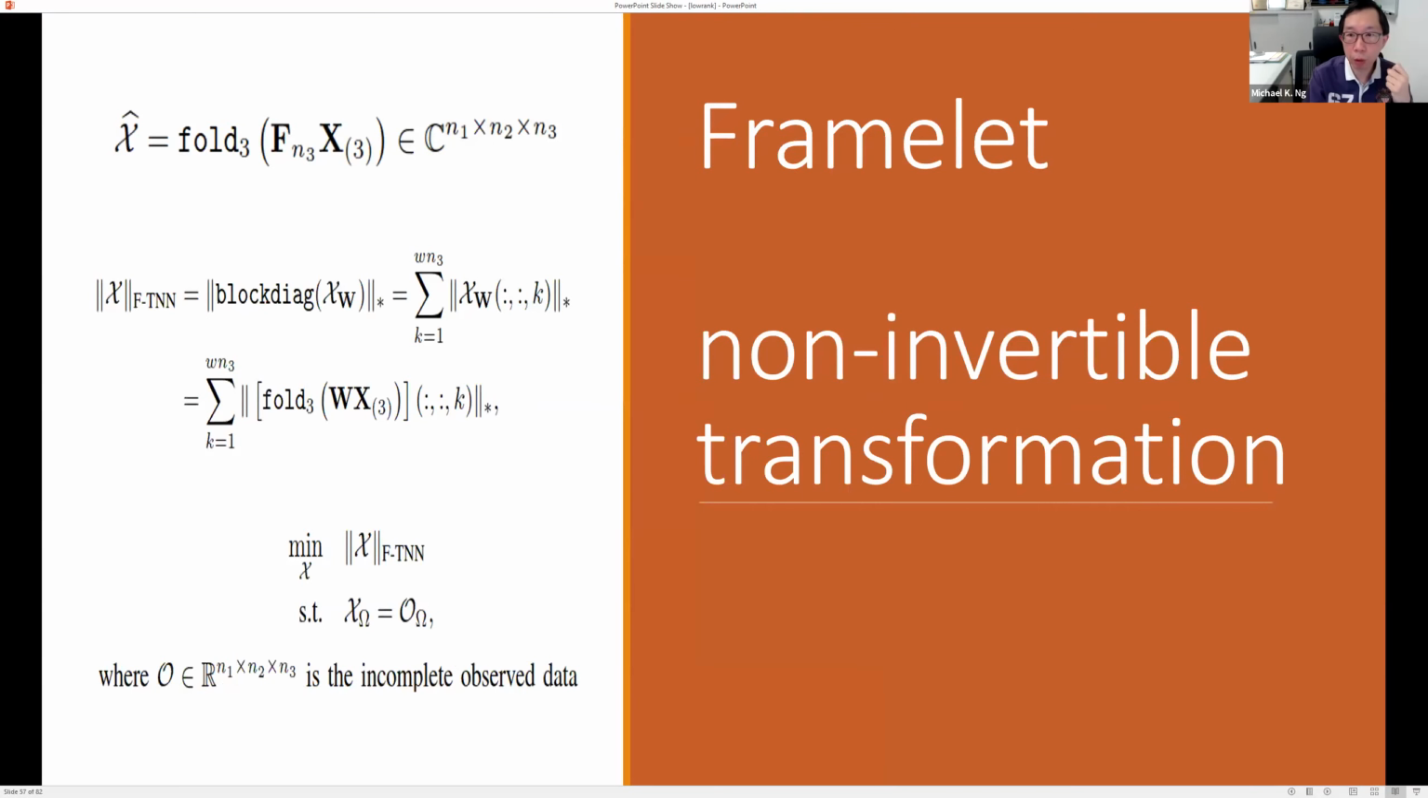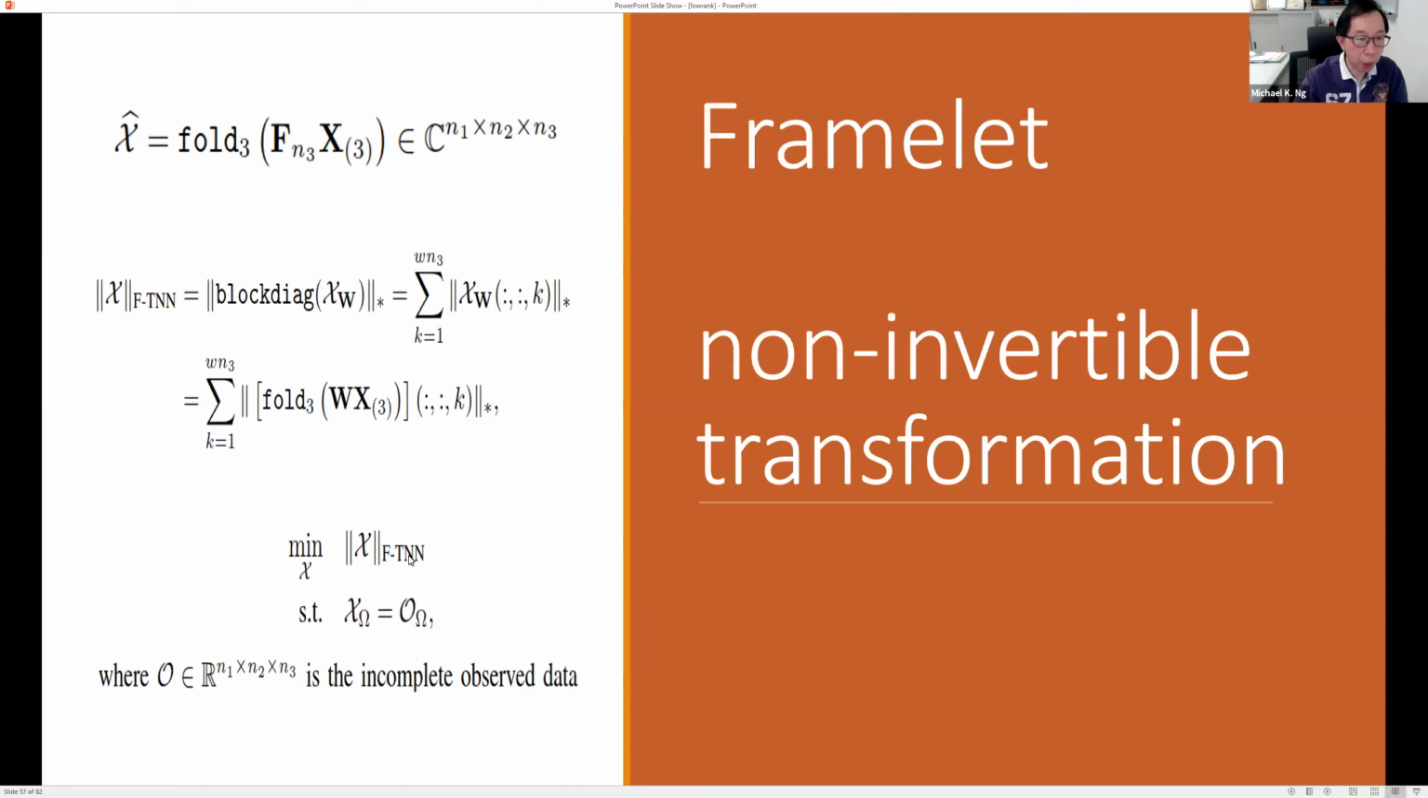But of course, one of the difficulties is that you need to deal with the non-invertible transformation, because it's no longer invertible. Because of the framelet, you actually have a redundant basis to represent the tubes. So in this case, we use a trick for how to do this optimization. In the convolution, you just use a full line matrix, multiply on the tube, and then undo the folding again. So here we just use the sum of the framelet transform and operate on the tubes, and then do the folding back again.